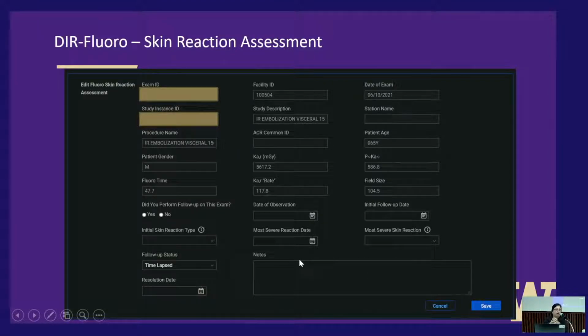Basically, what they're trying to do is have everything about that case, including follow-up, in the registry so that you can do some kind of tracking of your fluoro skin reactions. I think this is fantastic. They've gone beyond just reporting the dose. They're actually looking at other tissue reactions that you can track in the registry.